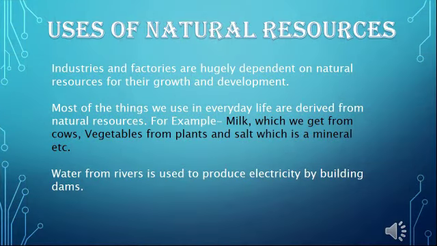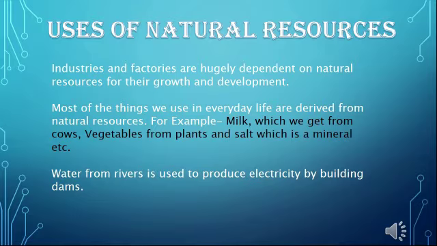Now students, let's know about the uses of natural resources. Natural resources play a vital role in our life. It plays an important role in various forms, like it is used in industries and factories hugely. Our factories and industries depend upon natural resources. They need fuel and energy to run machinery, gadgets, and vehicles. Most of the things we use in everyday life are derived from natural resources. For example, milk, which we get from cows, makes animal a natural resource. Vegetables that we get from plants, salt, which is a mineral, are also natural resources.